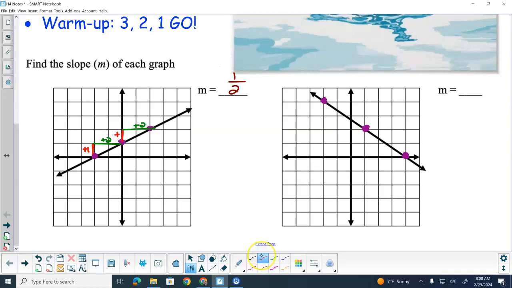Second one, what's my rise? Here or here? What's my rise? Not 2. Okay. Negative 2. What's my run? So what's my slope? Negative 2/3. We like that fraction. Yep, I like that fraction. It's reduced. Okay. Right. Rise over run is our slope.